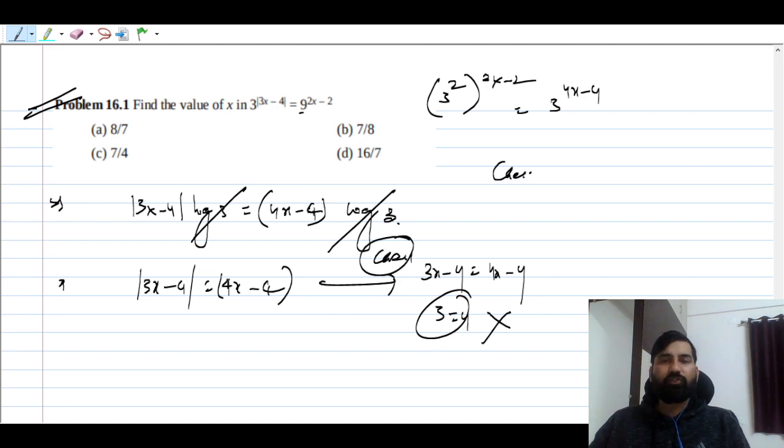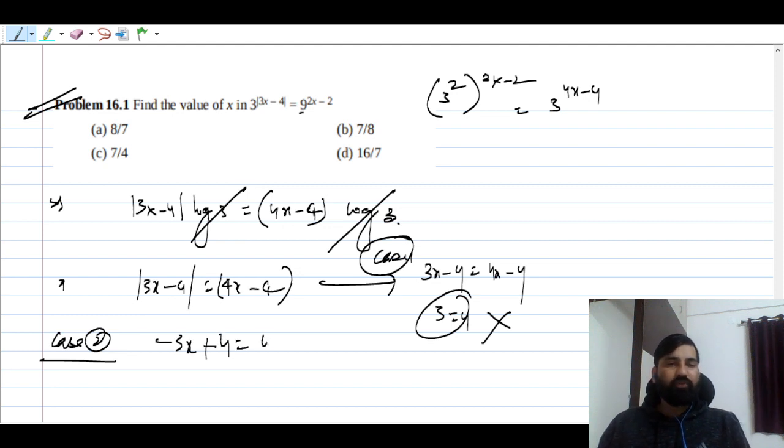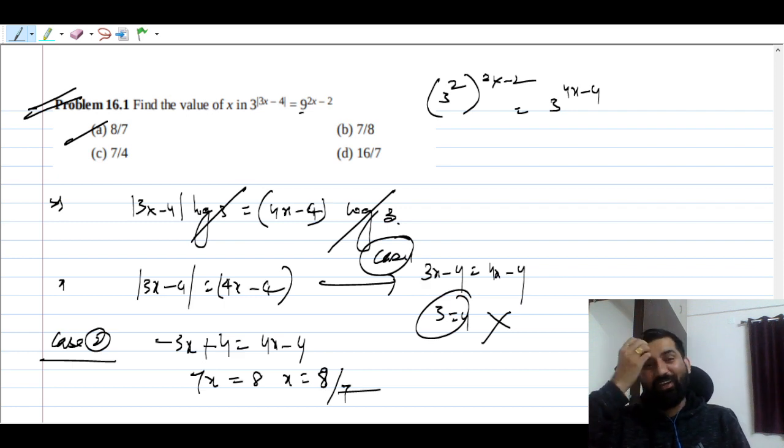The second case that you have to choose is, let me write here, case 2. If you take it as negative, then minus 3x plus 4 equal to 4x minus 4. You better take this guy this side, so 7x equal to 8, so x equal to 8 by 7. Okay, so see how powerful the log method is, you can solve simply if your concept is clear, otherwise people might take 2 days.